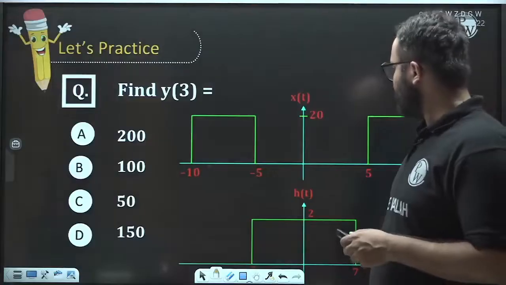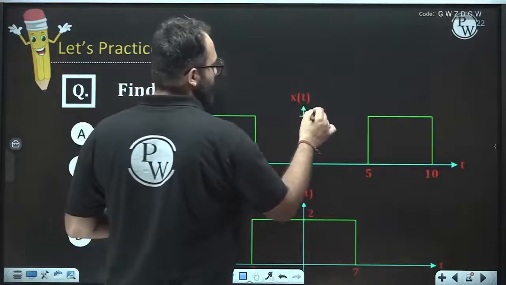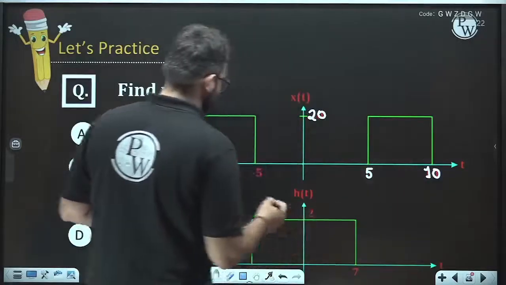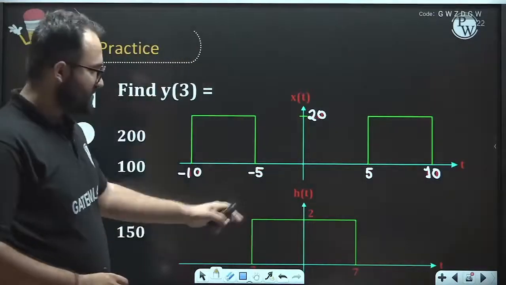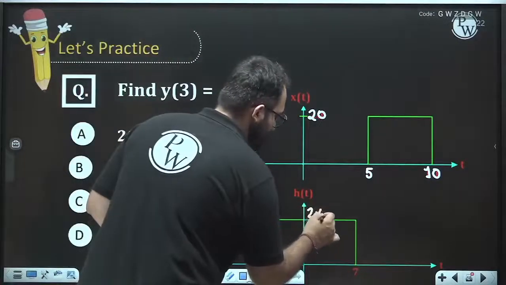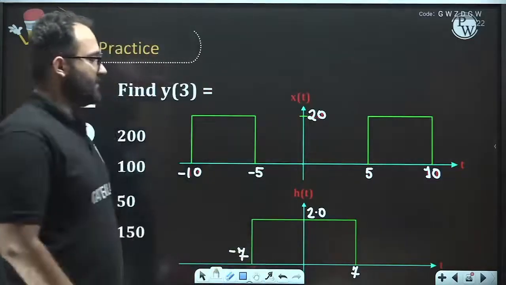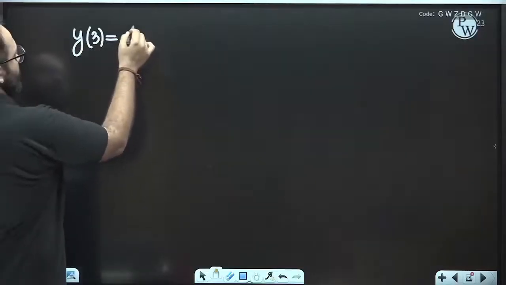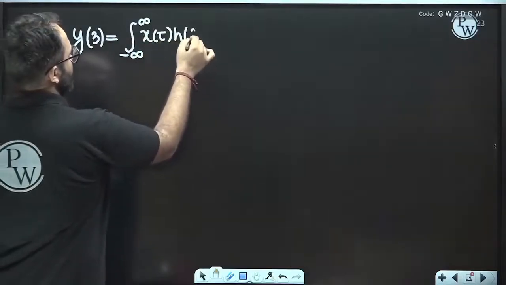Now in this question, we have to find out the output at t equal to 3. We can see that x of t is equal to height 20 from 5 to 10 and from minus 10 to minus 5. Then h of t is height 2, and that is from minus 7 to 7. So we have to find out y of 3. For y of 3 we need the integral from minus infinity to infinity of x tau h of 3 minus tau d tau.